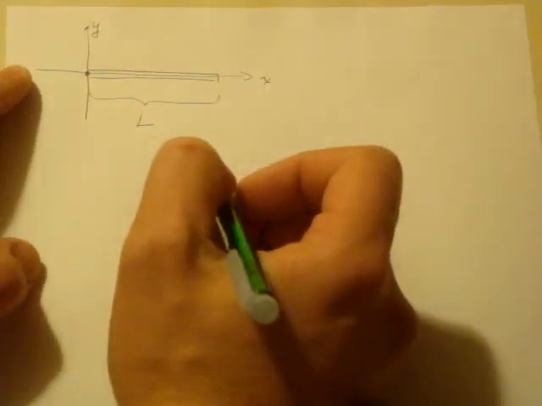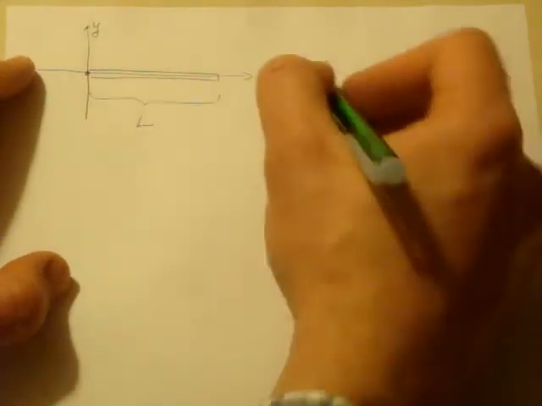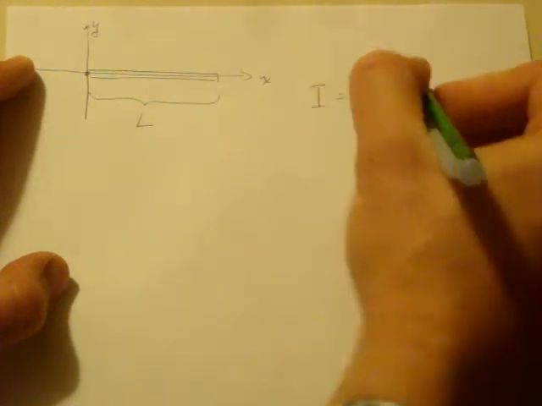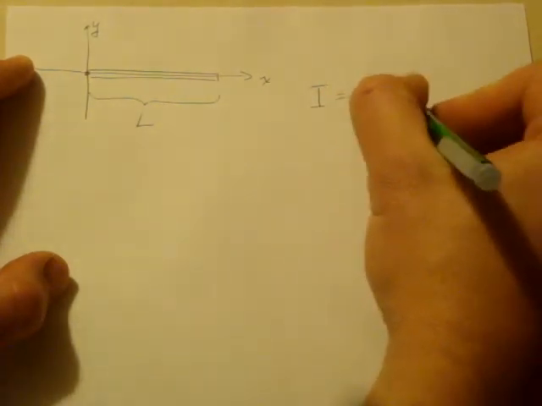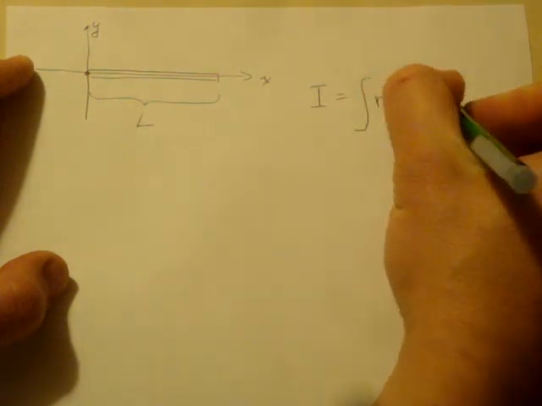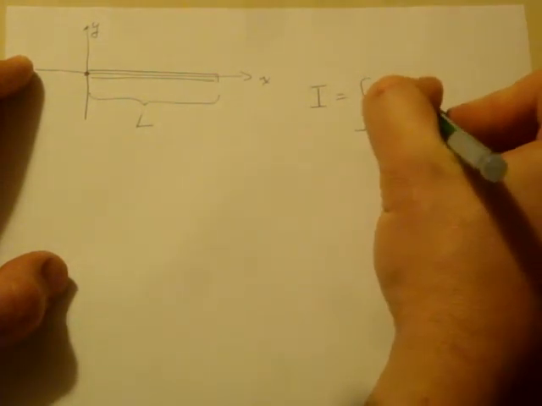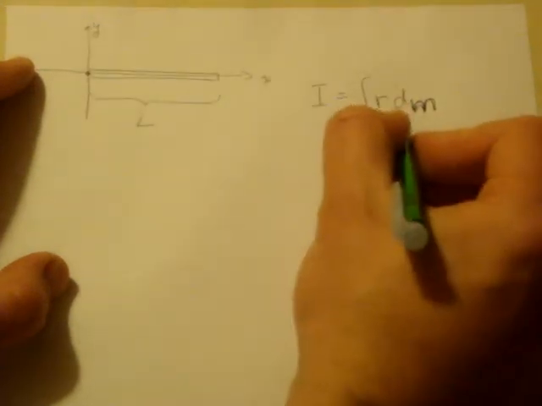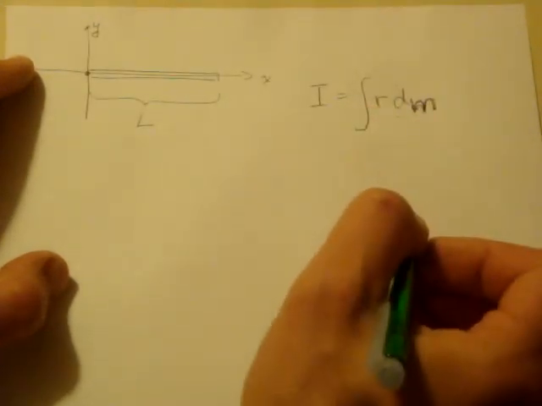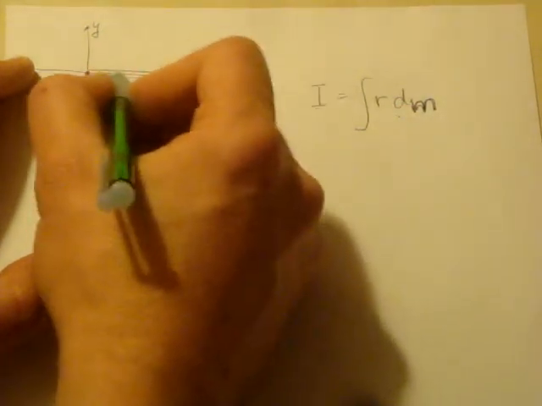The whole key in determining this, the expression really isn't all that complicated. The moment of inertia is the integral of r dm. Oops, it's not a subscript. dm, where dm is some differential piece of mass out of this entire rod.